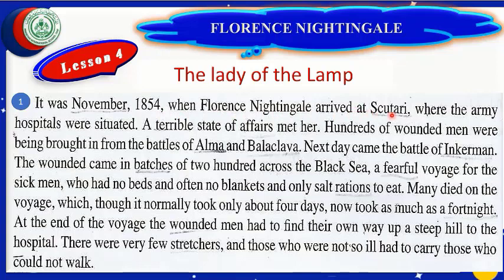It was November 1854 when Florence Nightingale arrived at Scutari. This is the name of the place where the army hospitals were situated. A terrible state of affairs met her. Hundreds of wounded men were being brought in from the battle of Alma and Balaclava. These are the places where the battle was going on. Next day came the battle of Inkerman. The wounded came in batches of 200 across the Black Sea. Batches means groups.